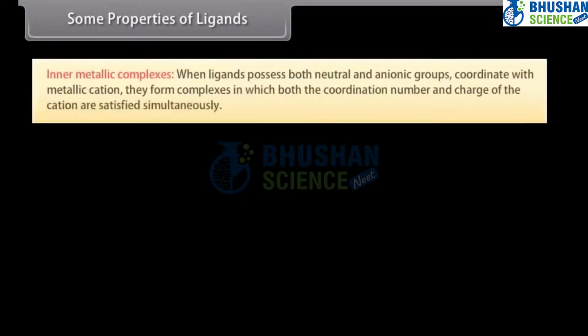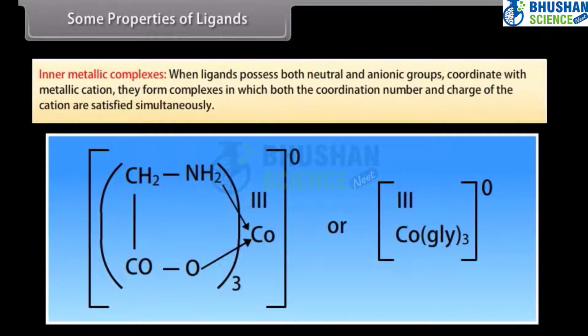Some properties of ligands. Inner metallic complexes. When ligands possess both neutral and anionic groups and coordinate with a metallic cation, they form complexes in which both the coordination number and charge of the cation are satisfied simultaneously.